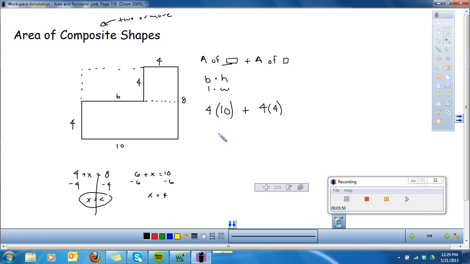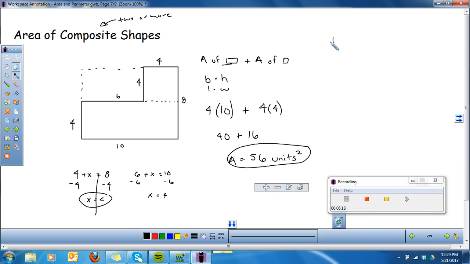4 times 10 is 40. 4 times 4 is 16. So what is the area? The area is going to be equal to 40 plus 16, so 56. And we don't have any units on here, so I'm just going to put units squared. Okay, and there's our area, units squared.